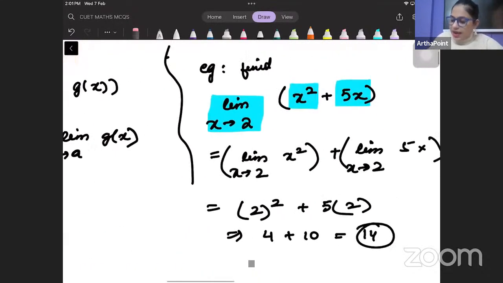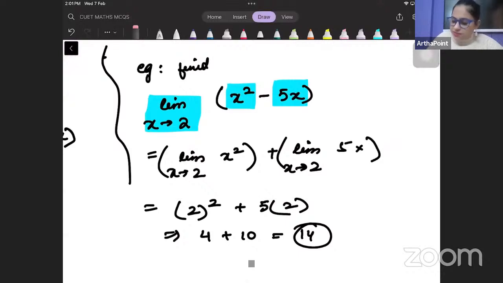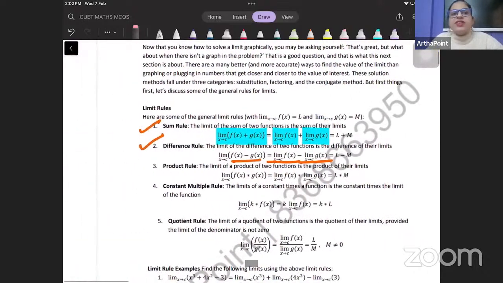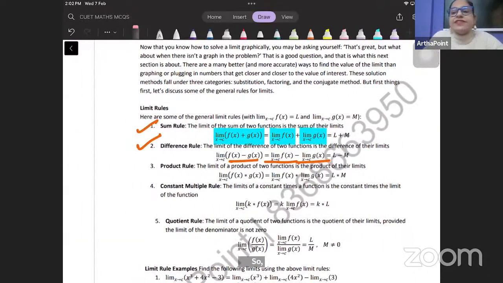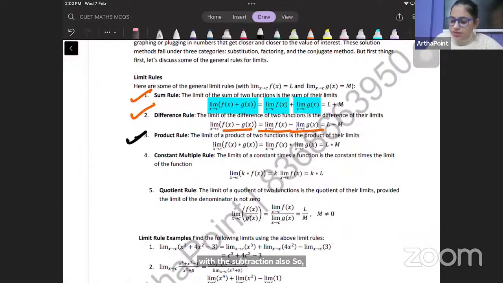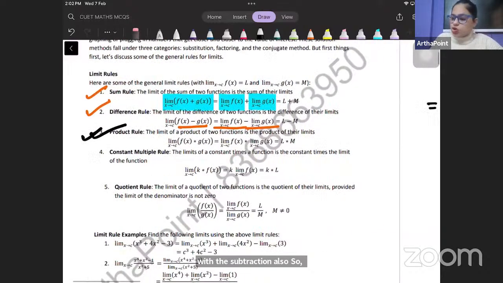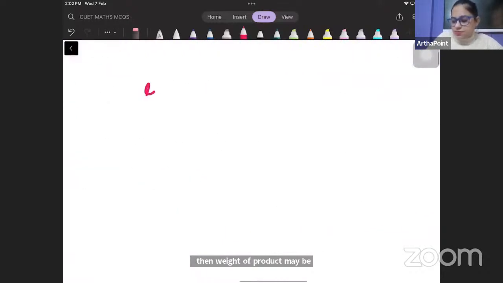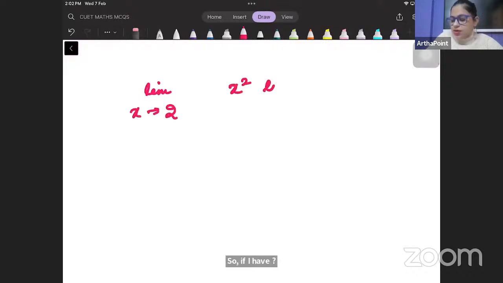Like here, had this been a minus sign, we would have subtracted, right? So you can also have these limits defined with a subtraction. If there is a difference, the limit is still defined. Then beta, in a product also, the limit can be defined in a similar way. So if I have the limit as x tends to 2 of x square log x, it is a product.